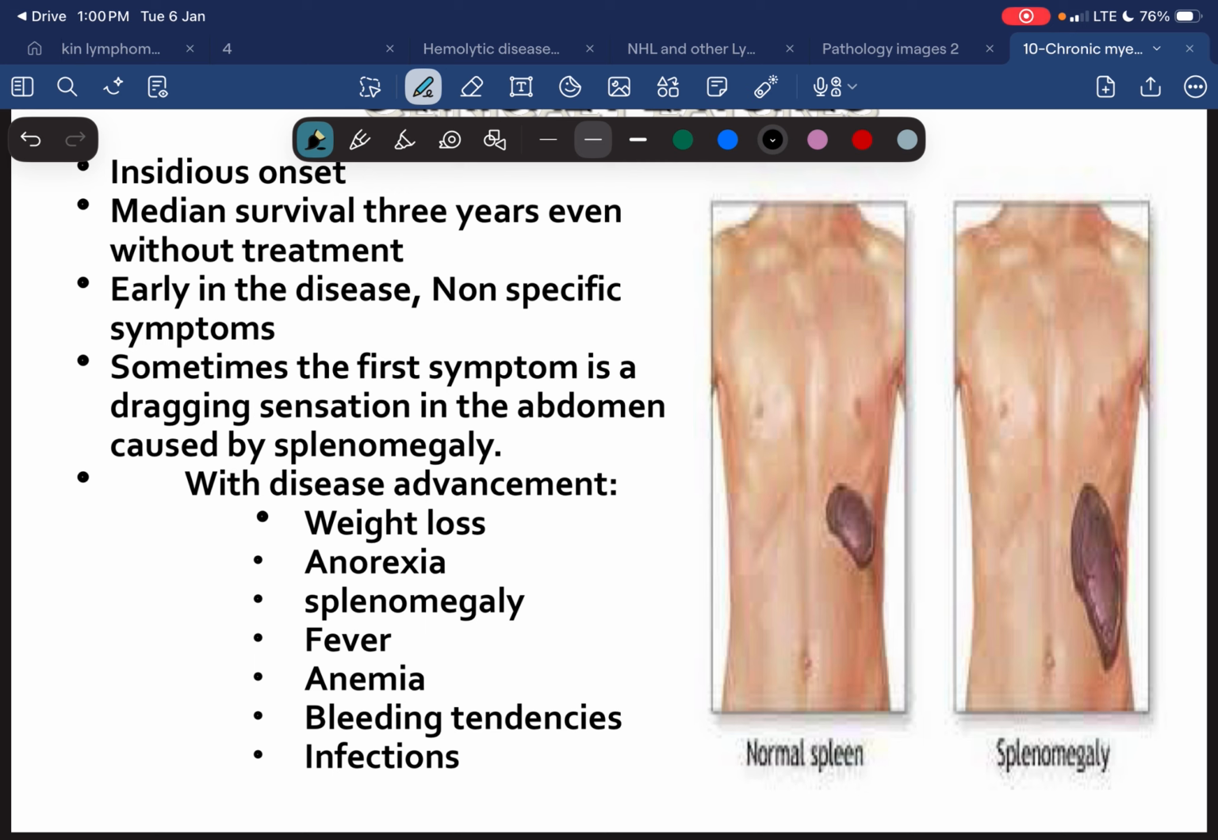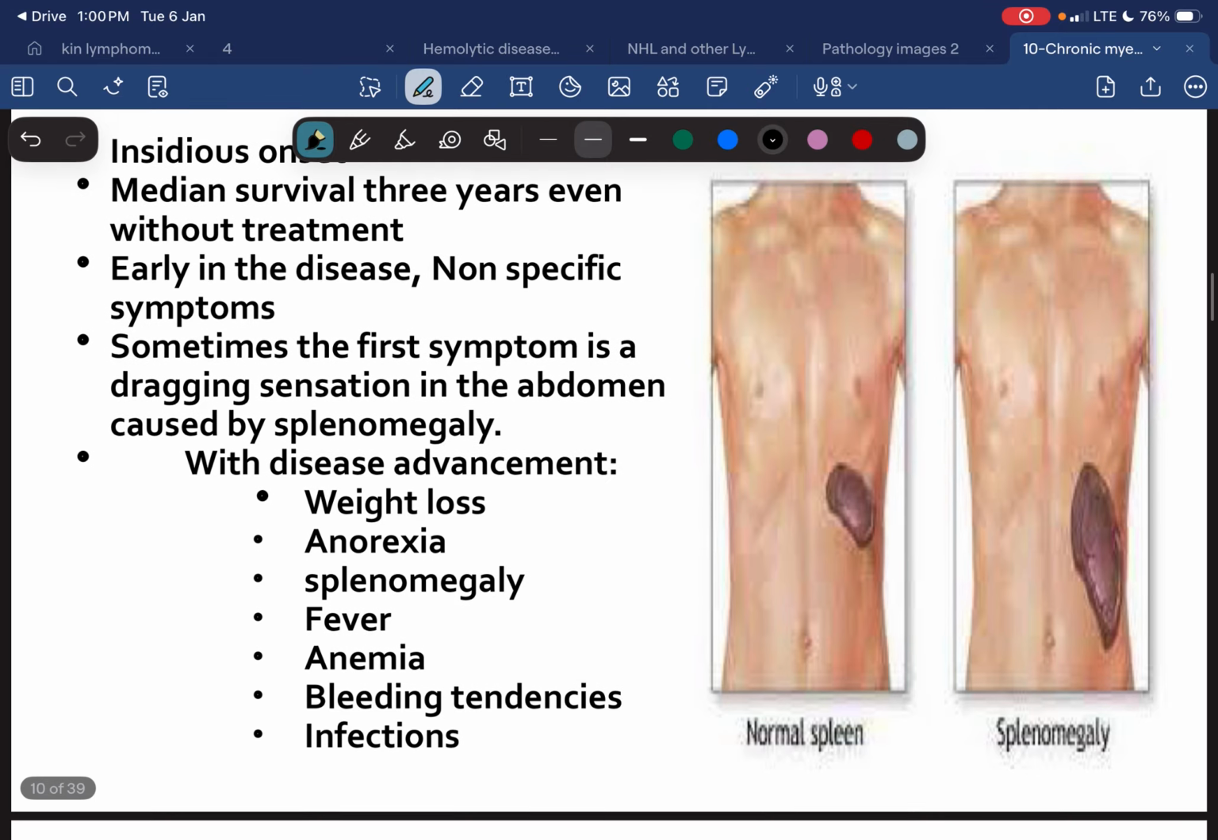CML can be divided into different stages or phases. The chronic phase can last from 1 to 5 years and it is unpredictable. It could be 3 years, 1 year, 5 years. It is characterized by mild anemia, mild to moderate elevation of white blood cells with blasts less than 10%.